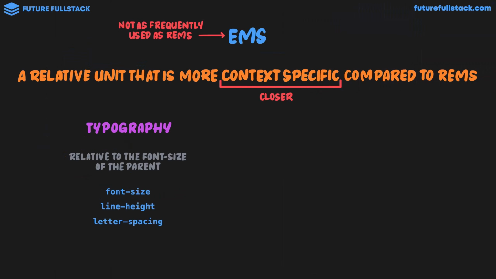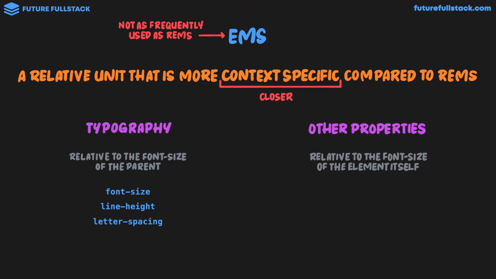Now, in addition to typography, we can apply ems to other properties, and these are relative to the font size of the element itself. Common properties include width, height, margin, and padding. That is, box model properties. Let's play around with these in VS Code.